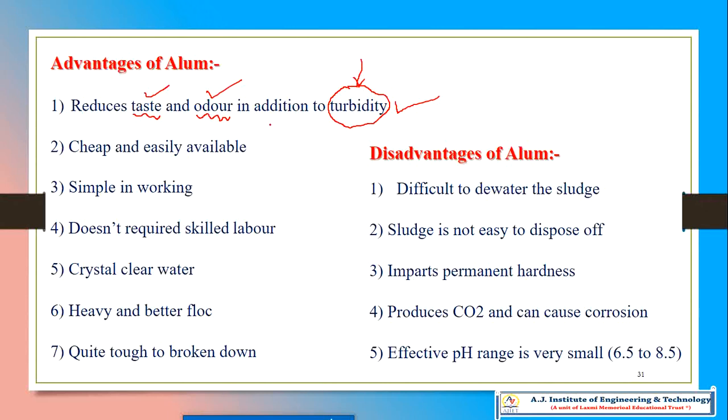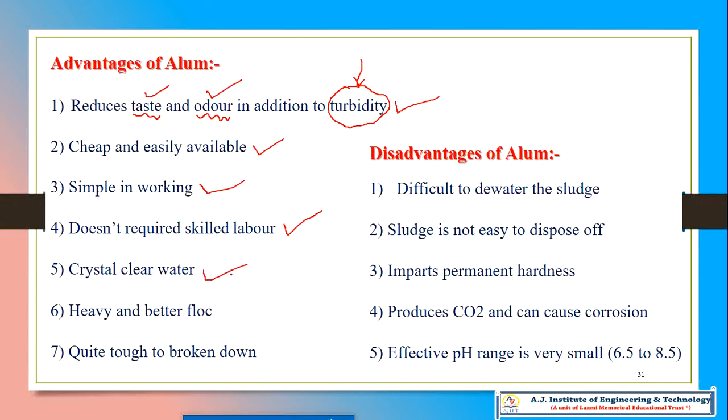Alright, and it is easily available and cheap, and working is very simple. You can use it in dry form as well as liquid form, that doesn't make any difference. Working with this alum is very simple. It doesn't require skilled labor, because by the laboratory test you can decide what the optimum dosage is, and based on that, weigh it, add it into water and give flocculation, so that it is crystal clear water.